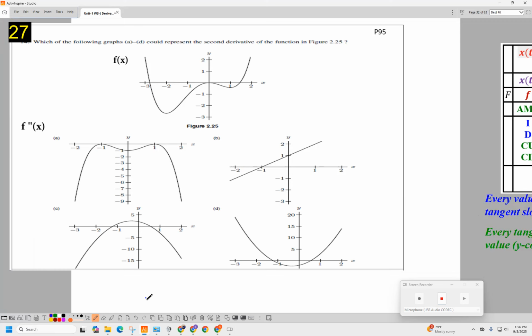Okay, which of the following graphs below could represent the second derivative of the function shown? As I gave you a little hint here, this is f. You've got to figure out which one is f double prime. What characteristic of f would you think to look at first to try and figure out which graph matches? There we go.